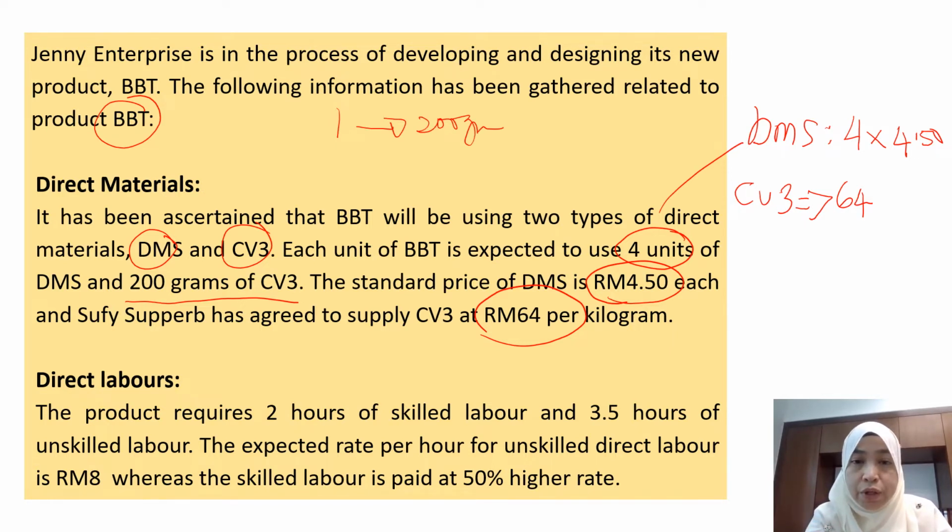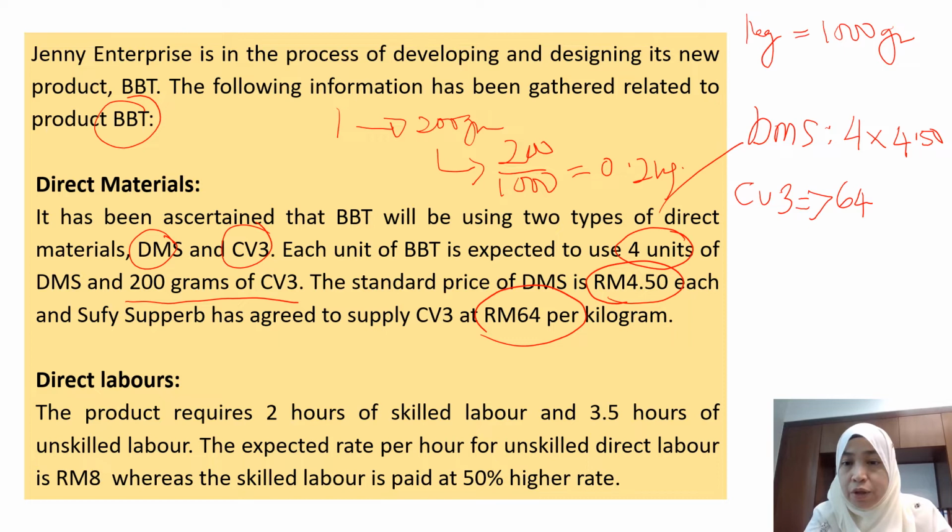So we convert into kilograms. 200 divided by 1000. Why? Because 1 kilogram is equivalent to 1000 grams. So we will get 0.2 kilograms. For CV3, RM64, you multiply by 0.2.